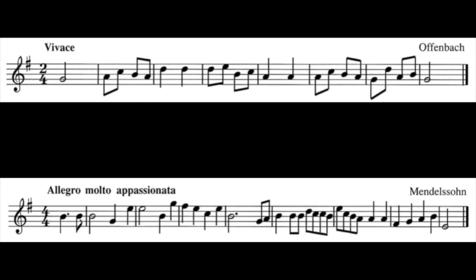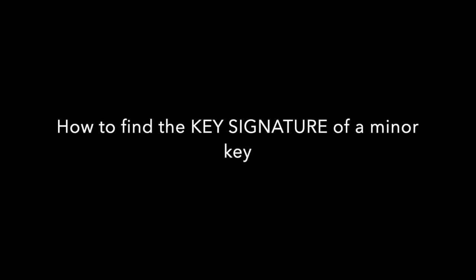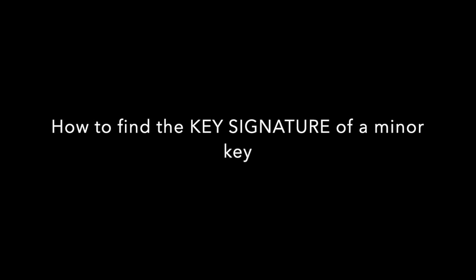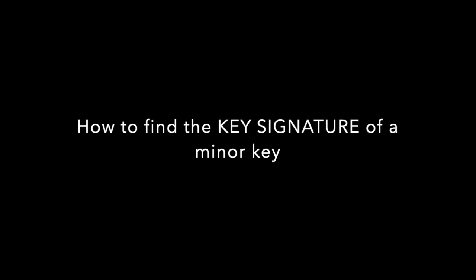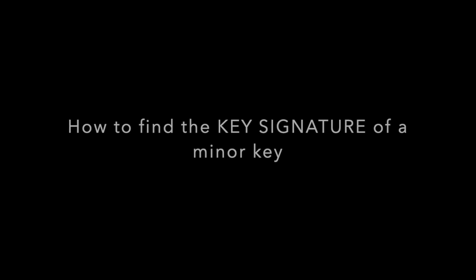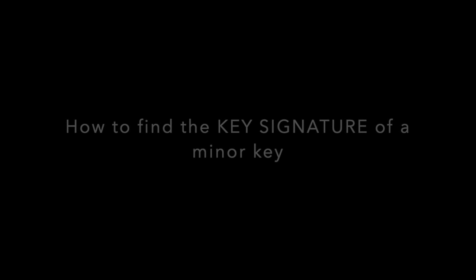So as you can hear, there is quite a difference despite the fact they're using the same set of notes. So, how do you find the key signature of a minor key? Let's start looking at how to do it with sharp keys first. To find the key signature of a minor key, go up 3 semitones from the tonic note to the relative major key and use its key signature. This can be done for both sharp and flat key signatures.